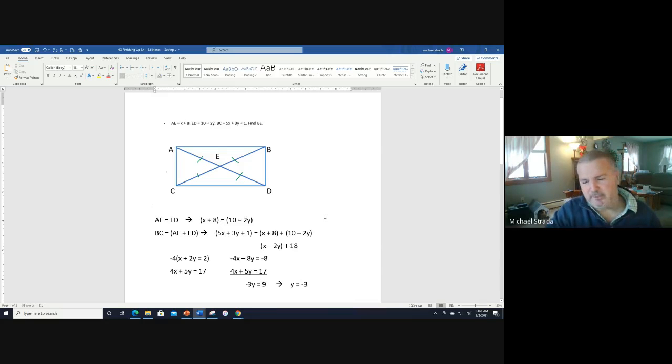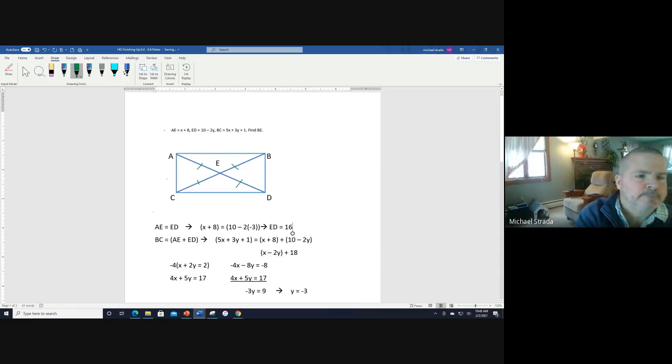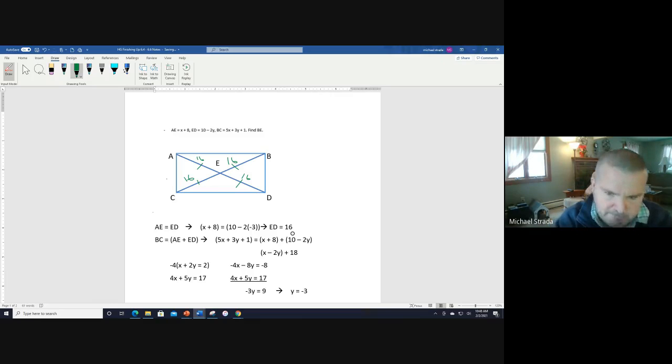Okay, now I'm going to take that and plug it in. So y equals negative 3. If I go back to ED, plug in the negative 3, means ED would be 10 plus 6, which is 16. All right, that's 16, which means they're all 16. So BE is equal to 16.